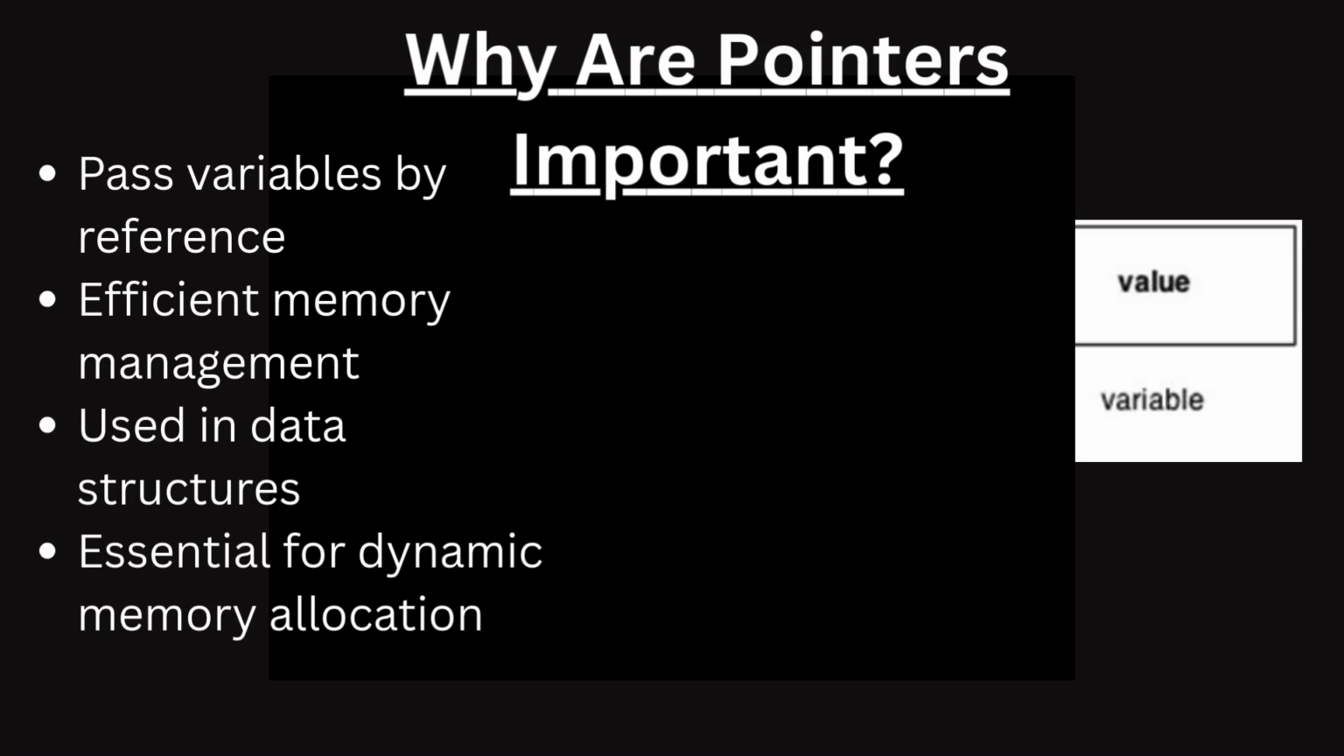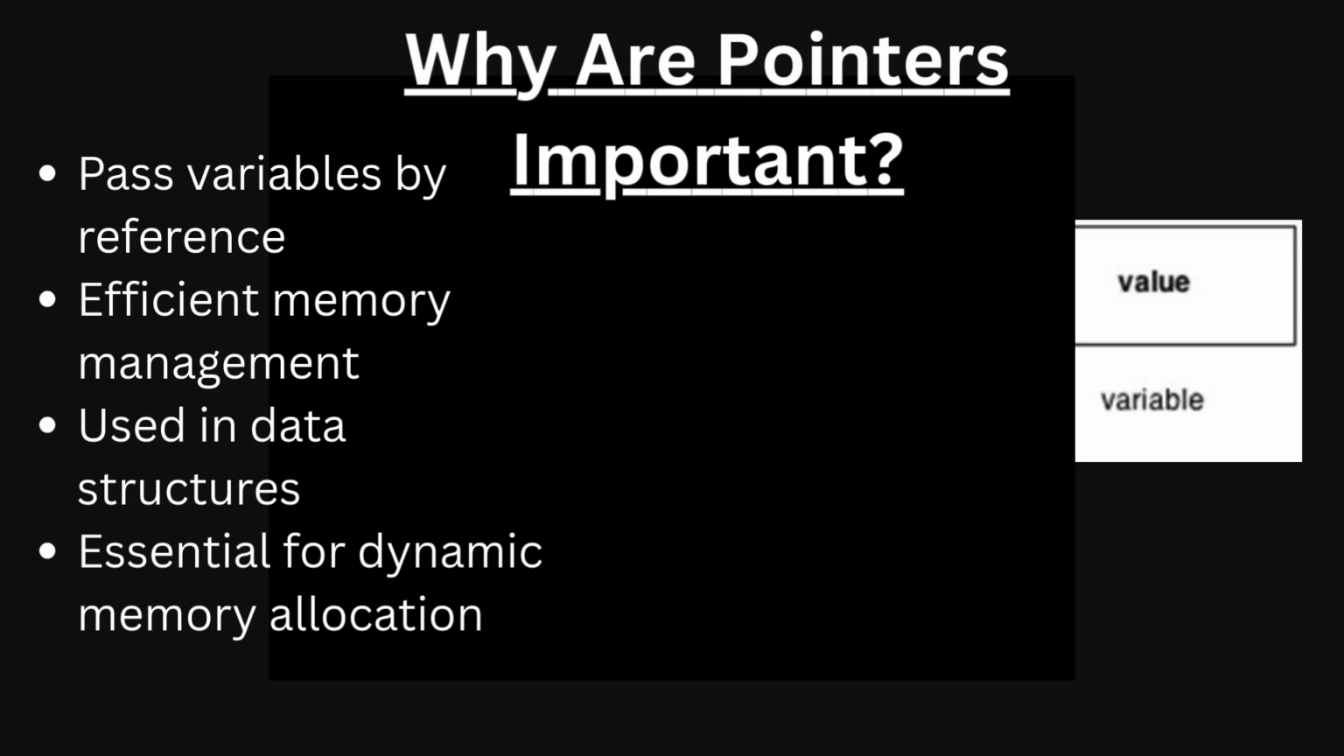The second importance of pointers is that they help in efficient memory management. You can directly access and manipulate memory, which is super useful when dealing with large data or limited system resources. The third importance is that they are used in data structures. They are used to build dynamic data structures like linked lists, trees and graphs, things you cannot do effectively without pointers.